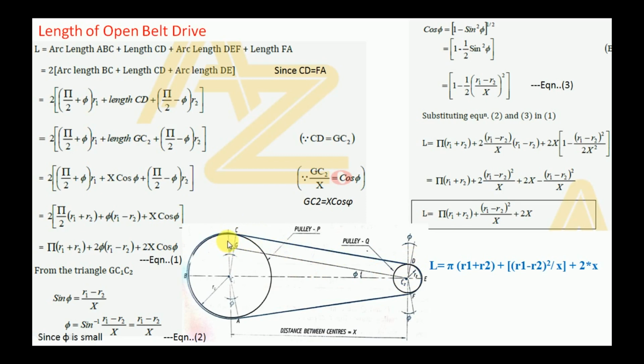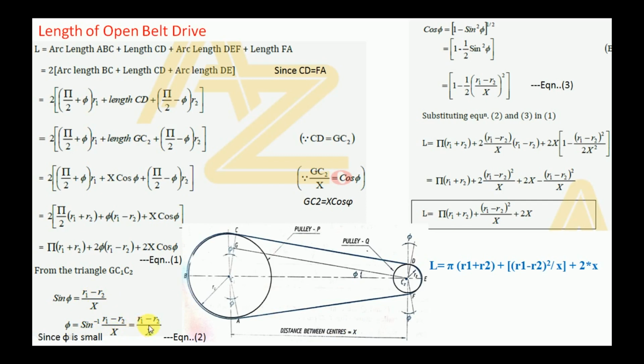Therefore, by known values, GC1 is equal to CC1 minus CG. CC1 is R1, CG is R2. Therefore the opposite, GC1, is written as R1 minus R2. The hypotenuse remains the same, that is the center distance between these two pulleys, x. So sin phi is R1 minus R2 by x. Now phi we can write as sine inverse of R1 minus R2 by x.